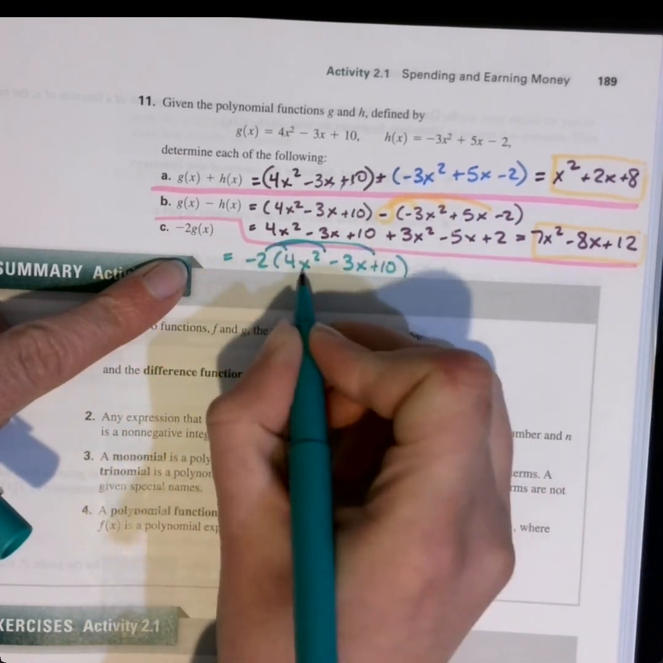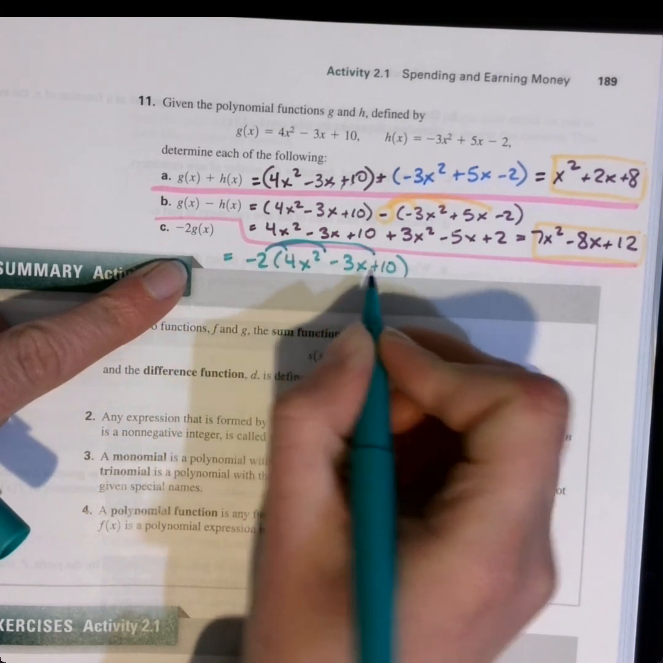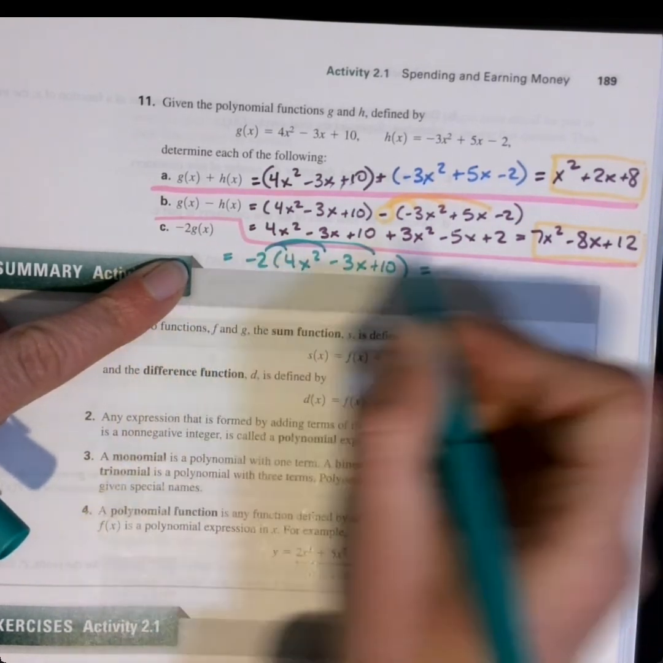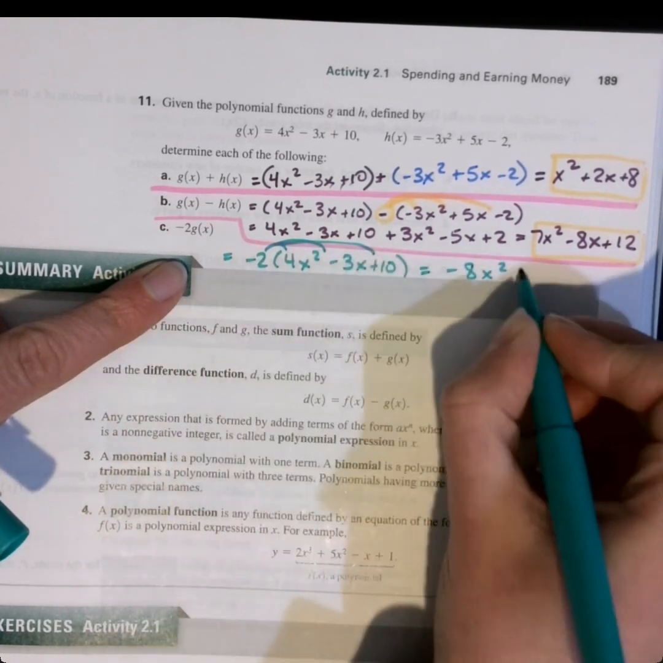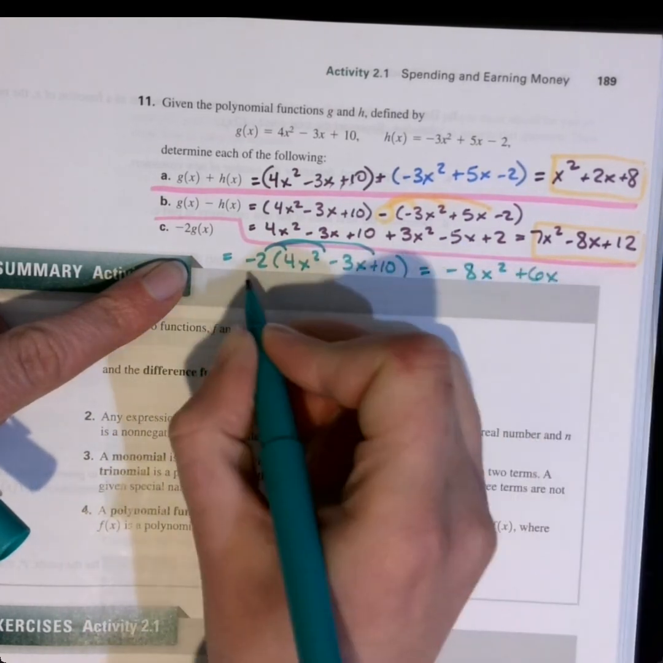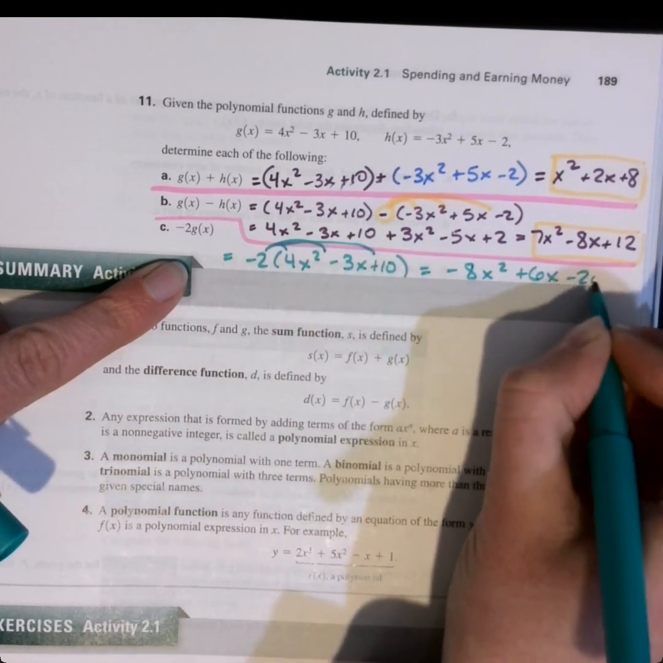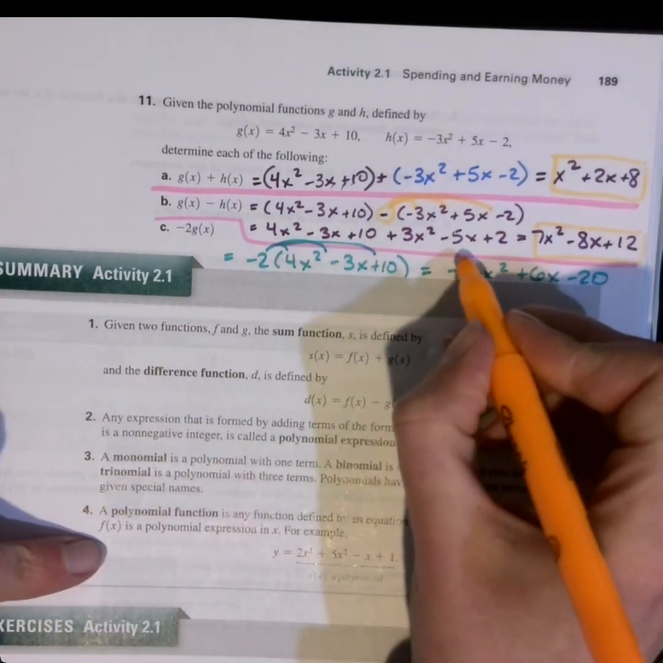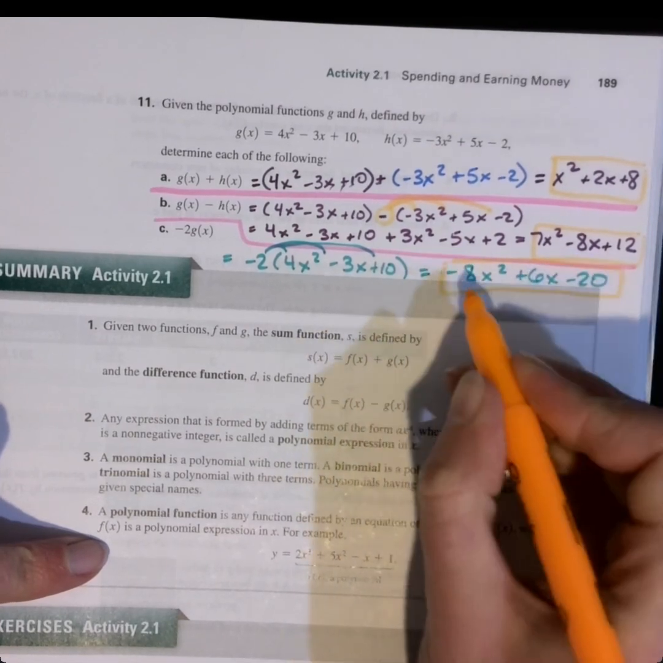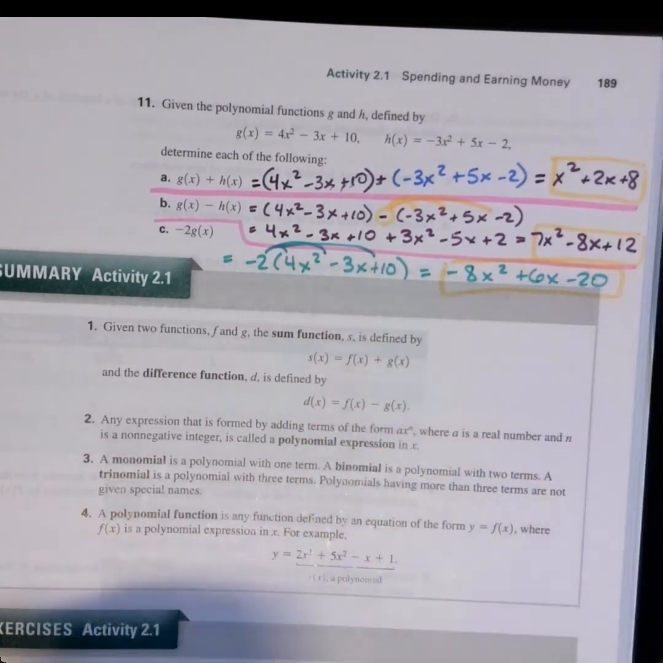This is a trinomial. It has three terms. Terms are separated by the plus and the minus. So negative 2 times 4 is negative 8x squared. Negative 2 times negative 3 is positive 6x. And negative 2 times 10 is negative 20. And so I don't have any combining of like terms to do here because I don't have any same term, same powers. I have a single x squared term, a single x term, and a single constant term. So I just needed to finish the distribute.